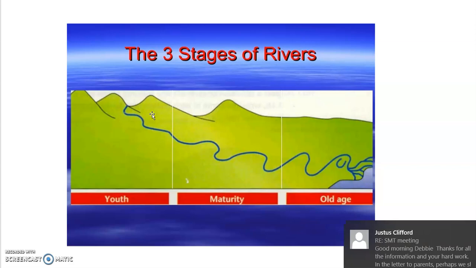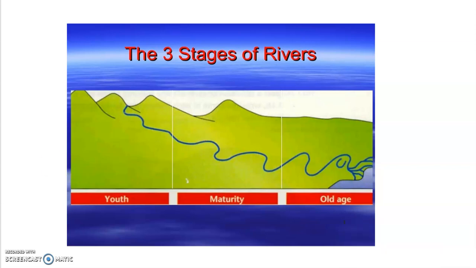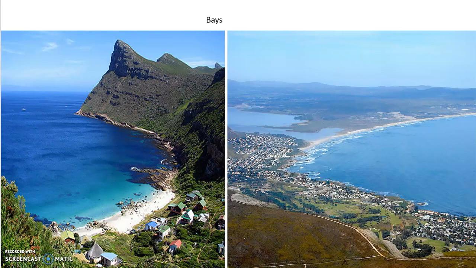And then we move on to the next feature. And our next feature is the bay. A bay is another physical feature that we find in South Africa. A bay is a dent or a curve in the coastline. So a bay is a dent or a curve in the coastline.